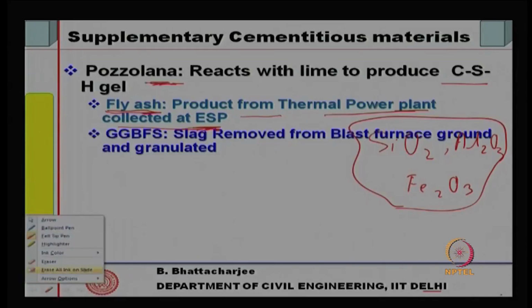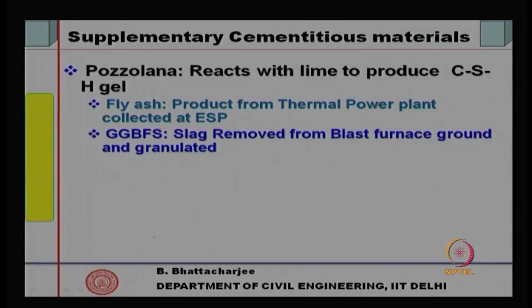So, fly ash is a pozzolanic material, but not only fly ash, also ground granulated blast furnace slag. Iron ore also contains clay as impurity, and when one wants to remove it in the blast furnace, lime is added to remove it.